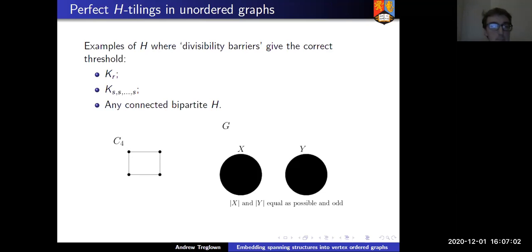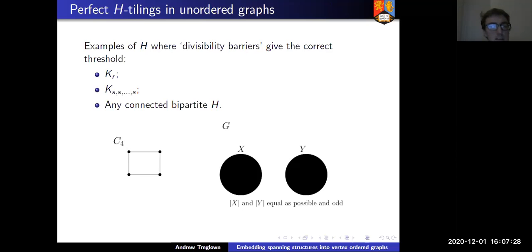And maybe this example is more instructive for why we call it a divisibility barrier. So for any connected bipartite graph H, the extremal example is going to be a divisibility barrier, and that together with the Kühn-Osthus theorem shows that minimum degree n/2 is the correct threshold for forcing a perfect H tiling in this case. So why is that?